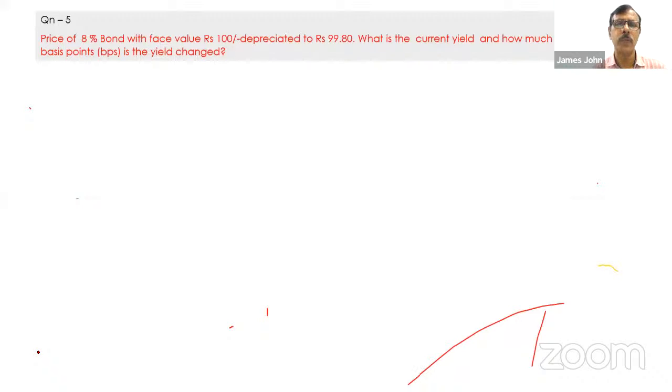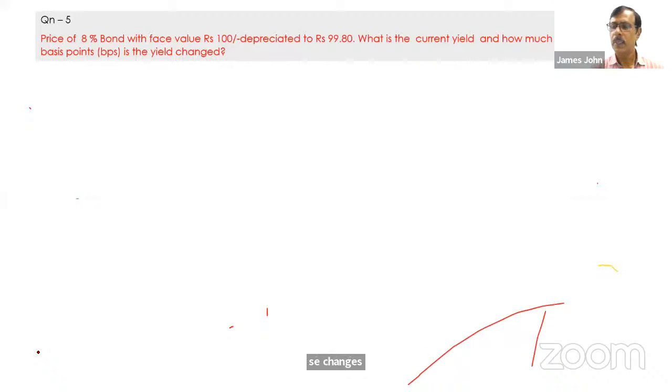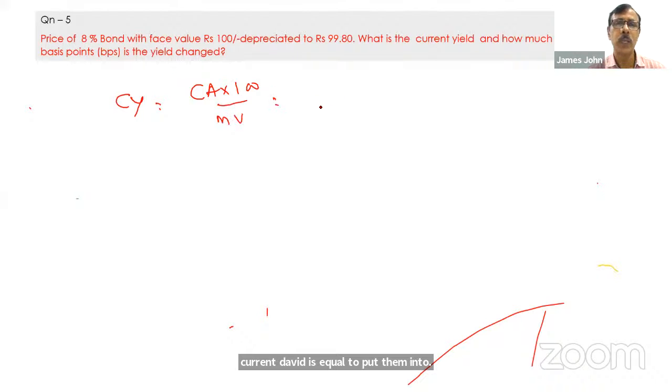Price of an 8% bond with face value 100 is depreciated to 99.8. What is the current yield and how much is the yield changed? See, 8% bond, face value 100. So here the price of the 8% bond with face value 100 is depreciated to 99.80. What is the current yield? How to get the current yield? Current yield is equal to coupon amount into 100 by market value. What is the coupon amount? Face value 100, coupon rate 8%, is 8.